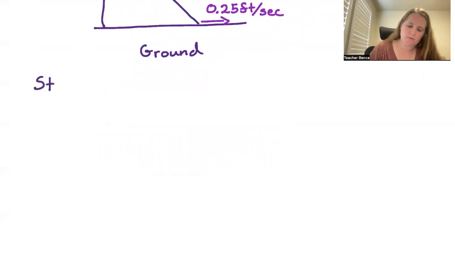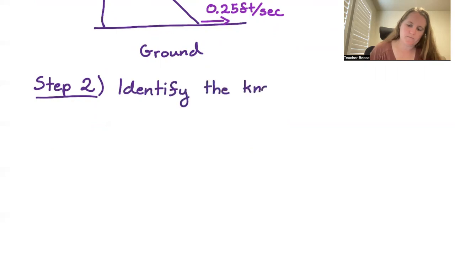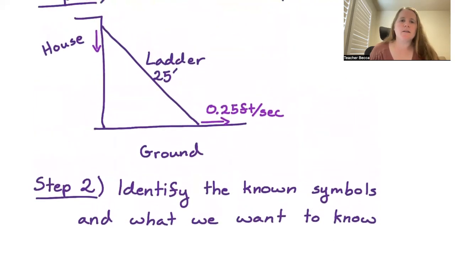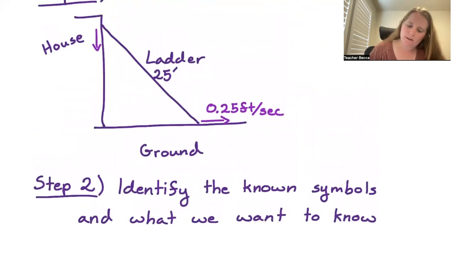Step 2. We identify the known symbols, and what we want to know. So let's go ahead and put in some values. We'll make the distance along the ground from the house to be X. The distance of how high the ladder is up the house is our Y.